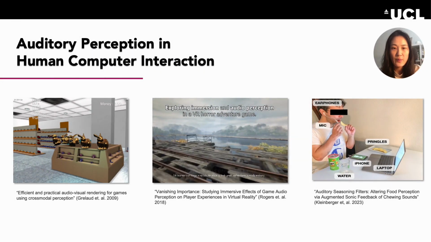Auditory perception is well explored in the human-computer interaction field. For example, in games, it is explored how to use audio with visuals to enhance immersiveness. More recently, researchers started to understand how auditory cues can influence our perception of food textures. However, most of the studies are focused on audio-visual perception.